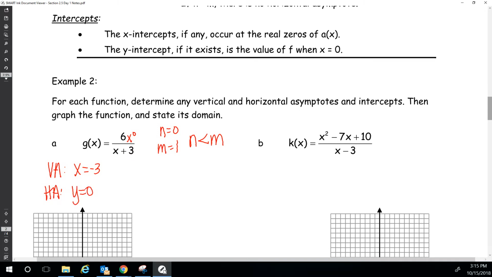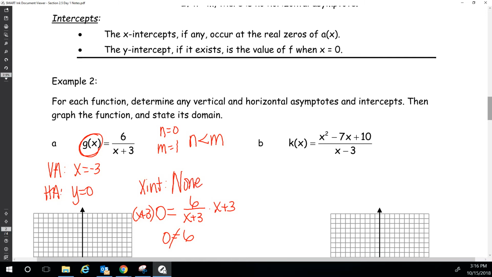All right. For my x-intercepts, that's when y is equal to 0. This guy here is my y. So I'm going to set g of x equal to 0. When I solve this guy, I'm going to multiply times x plus 3. So I get the equation 0 is equal to 6. Is that ever true? Nope, not true, so we have no x-intercepts.